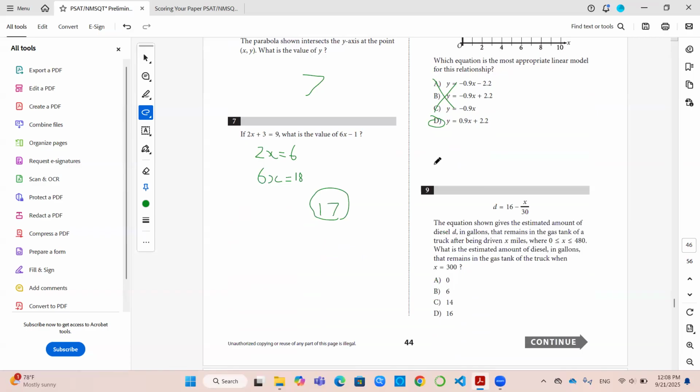The equation shown gives the estimated amount of diesel D in gallons that remain in the gas tank of a truck after being driven X miles, where X is between 0 and 480. What is the estimated amount of diesel in gallons that remains in the gas tank of the truck when X is equal to 300? So just put the 300 instead of X here. So what's 16 minus 300 over 30? That's 10. That's equal to 6. So B is the correct answer.